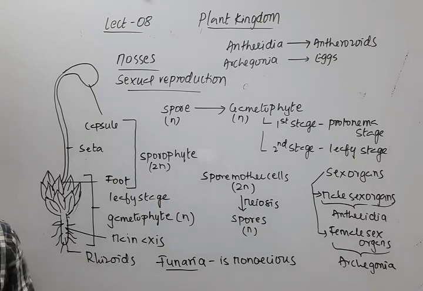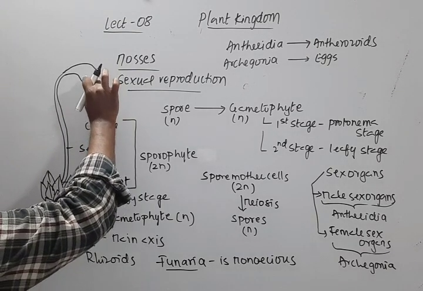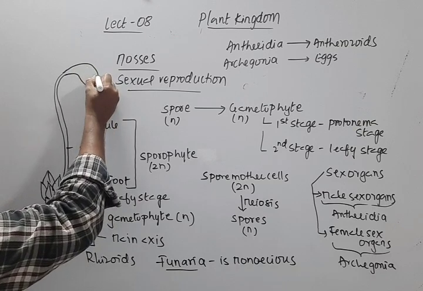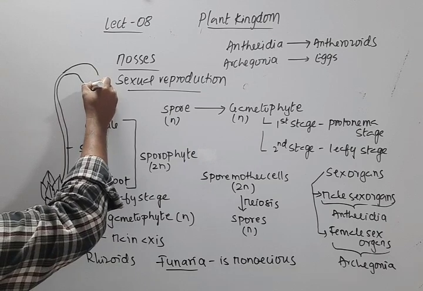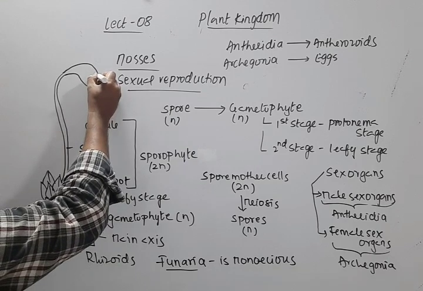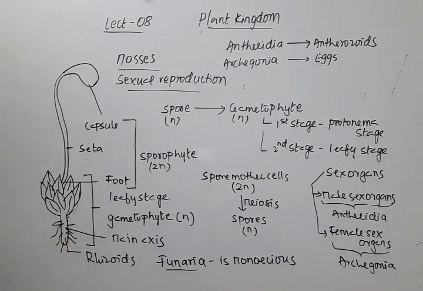So this is how sexual reproduction takes place in the case of mosses. And of course, mosses have an elaborate mechanism of spore dispersal. The capsule has a lid-like structure that opens, and then it releases the spores.